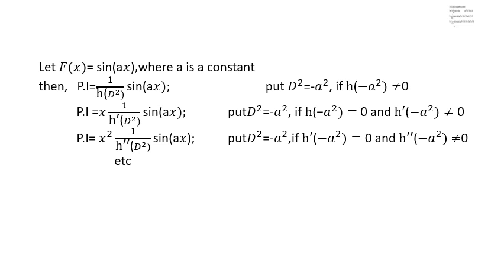equal to 0. Suppose the denominator is equal to 0 when d square is equal to minus a square. Write the next equivalent formula for the particular integral: equal to x cube into 1 by h triple dash of d square, sin ax or cos ax. So in this equivalent formula, put d square is equal to minus a square with the condition that the denominator is not equal to 0. So like this, the rule can be extended.